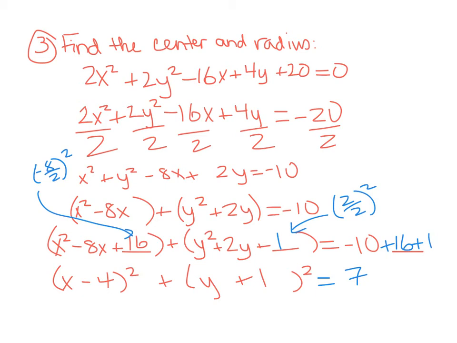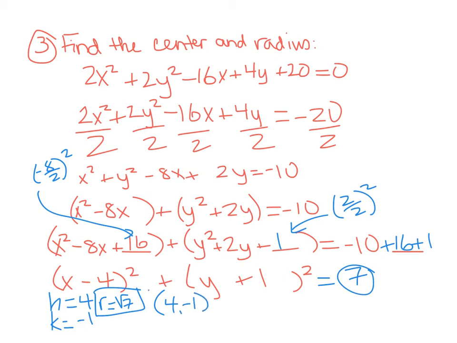So now the last thing I need to do is just identify, based on what I know about circles, what my h is and what my k is. I know that my h, which is the term with the x, is 4. My k is negative 1. Be careful with the sign there. My radius is the square root of this last number here, so it's going to be radical 7. So radius is radical 7. The center of my circle is (4, -1).